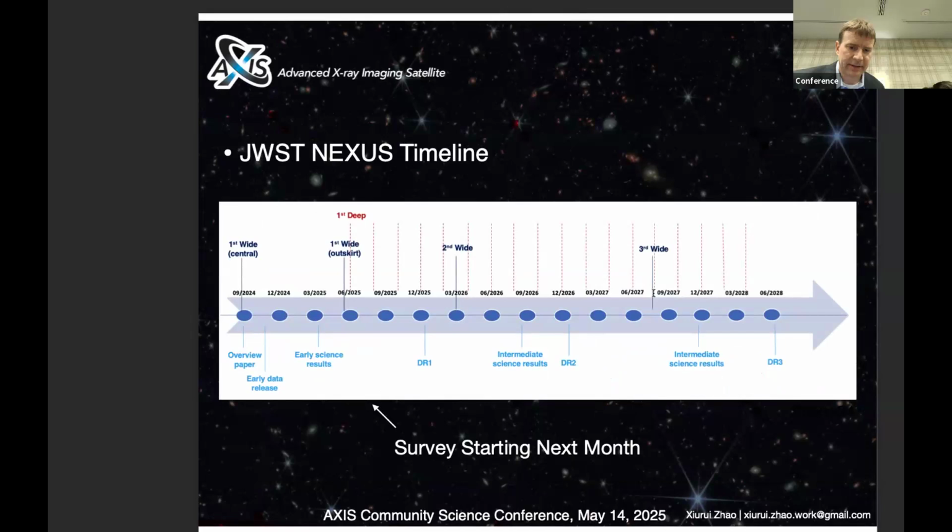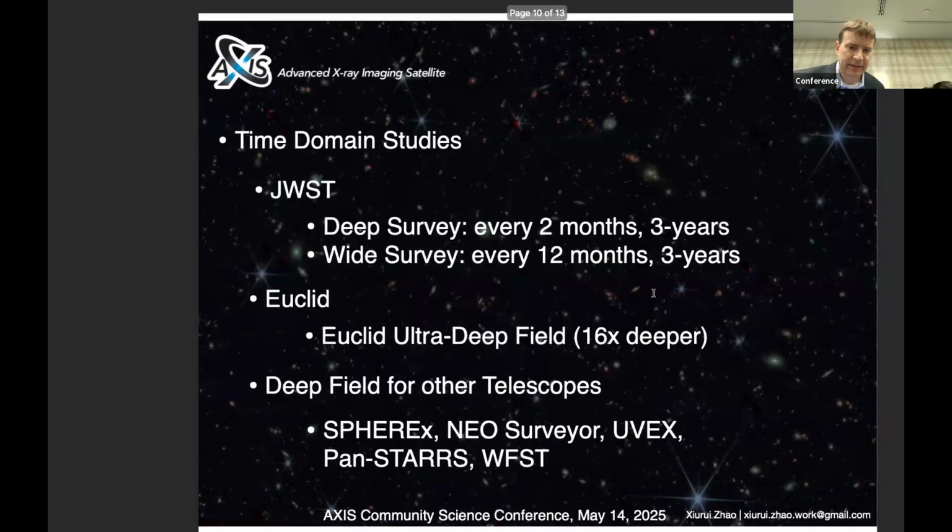Starting this June, next month, JWST will monitor this field every 2 months. What time domain study can be performed using the synergy between JWST and AXIS? JWST will survey the deep field every 2 months for 3 years, and the wide field every year for 3 years. The NEXUS field is also in the ultra deep Euclid field, where Euclid will survey 16 times deeper than the normal fields.